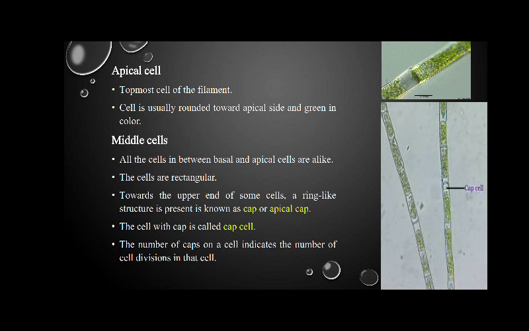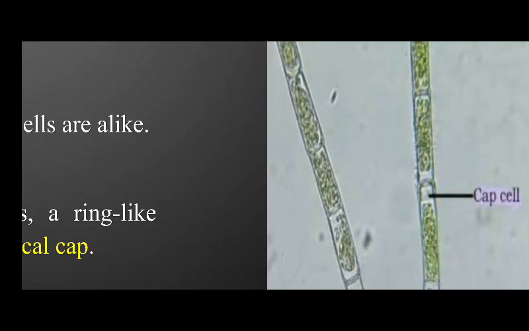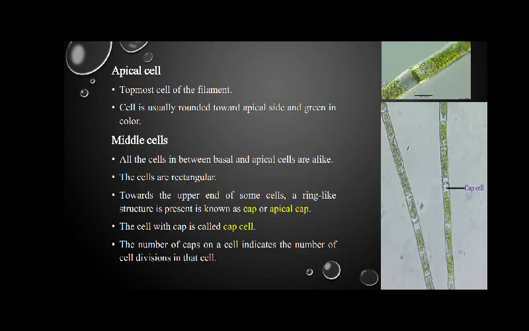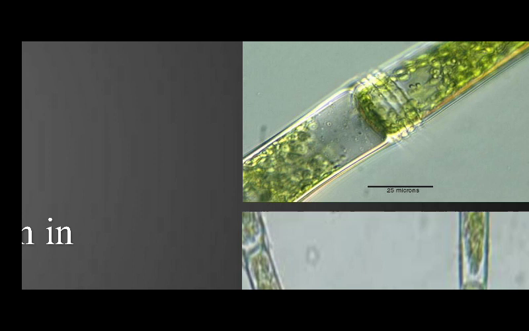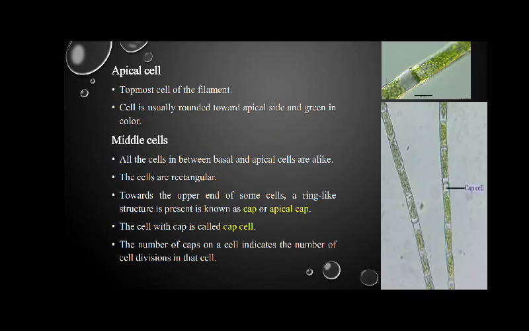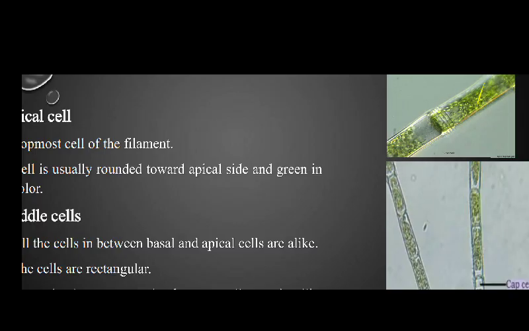It is the presence of caps or cap cells. The cell with a cap is known as a cap cell, and the number of caps on a cell indicates the number of times that particular cell has divided. You can see, I will enlarge. You can see a certain number of caps. Here there are 1, 2 caps, here 1, 2, 3 caps, and from this figure you can clearly see 1, 2, 3, 4 cap cells are present, that is, 4 times that particular cell has divided.